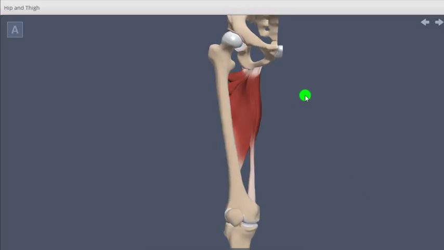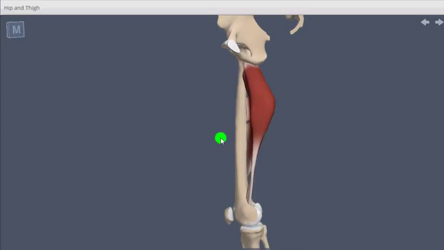Adductor magnus. It's the largest adductor muscle and it's the deepest one. It has two parts. This wide part is called adductor part. It belongs to the adductor group. It originates from the ischio-pubic ramus and it's inserted into the linea aspera.